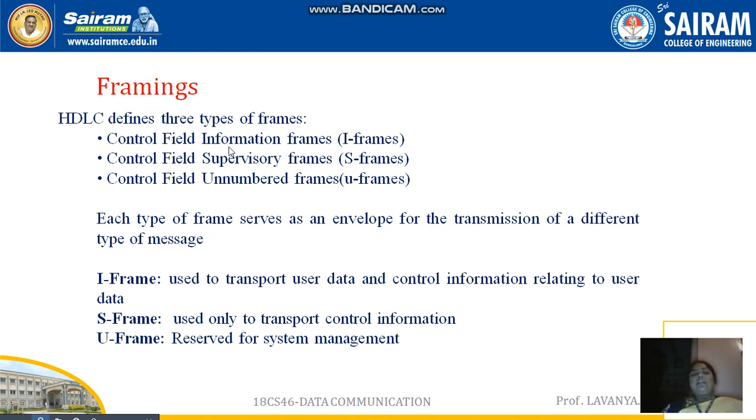High-Level Data Link Controller, HDLC. The HDLC is going to contain three types of frames. The first one is I frames, the second one is S frames, and then U frames. What do they stand for? I frames are control field information frames, S frames are control field supervisory frames, and U frames are control field unnumbered frames. Now we will discuss one by one, starting with I frames.